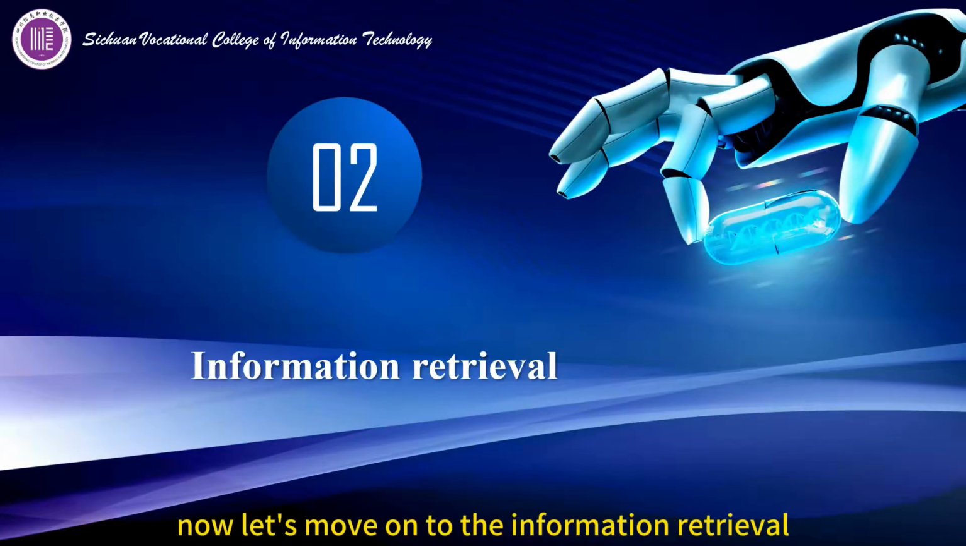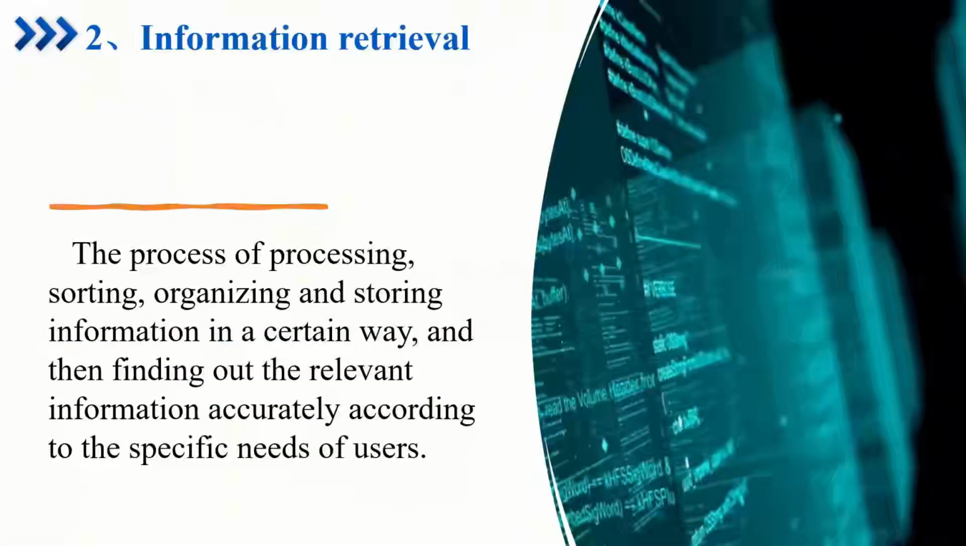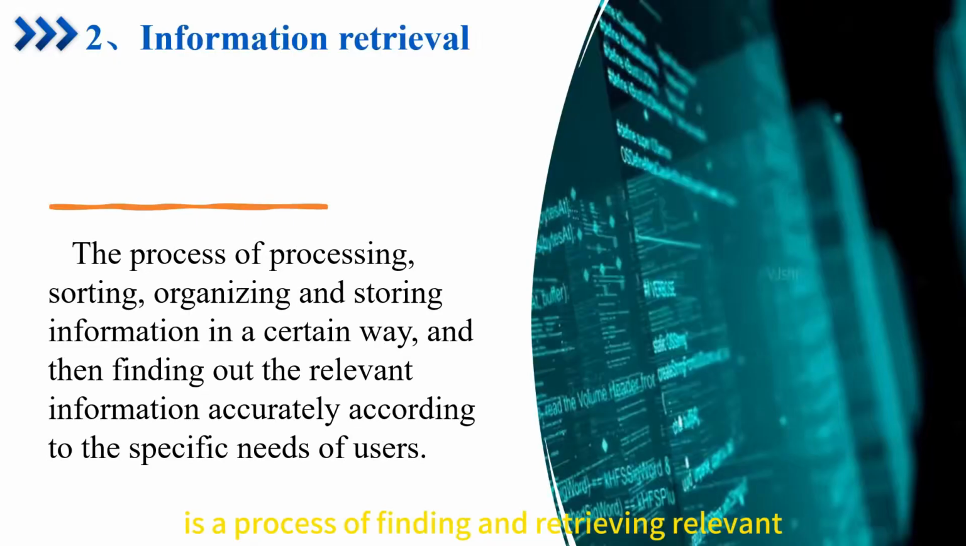Now let's move on to the information retrieval. Information retrieval is the process of finding and retrieving relevant information from large collections of data, such as database or the internet. It involves searching for information using keywords or other search terms, and then selecting and presenting the results in a way that is useful and understandable to the users. Information retrieval is used in many different fields such as business, science, medicine, and education, and it is an important part in modern information technique.